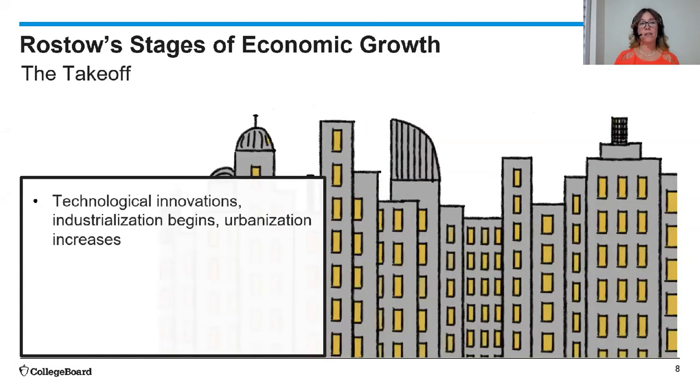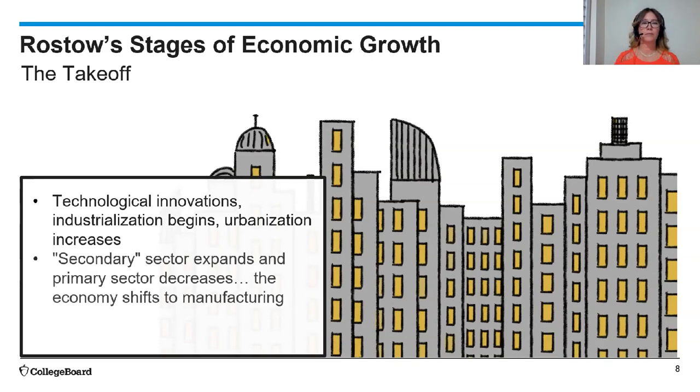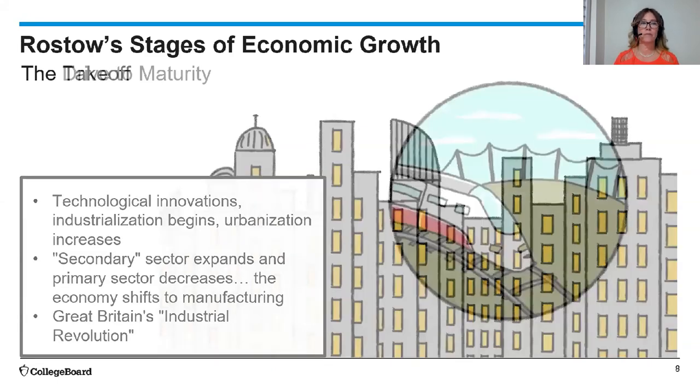We've got the takeoff. And technological innovations, industrialization begins, and we start to see urbanization increasing. Your secondary sector will expand as well. Your primary sector is going to decrease, right? Not as many farmers. Those farmers are moving into the cities for those manufacturing jobs. Just think about Great Britain's Industrial Revolution.